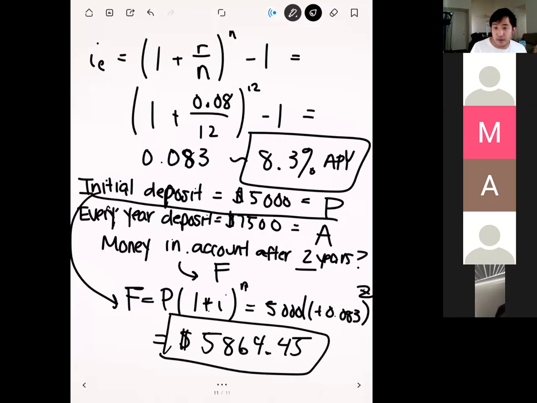Any questions on that? Right, so the question is that if it says compounded more than once, it should be an effective rate. That's right. Anytime it's compounded monthly or something, that's a good hint that you need to compute the effective interest rate.